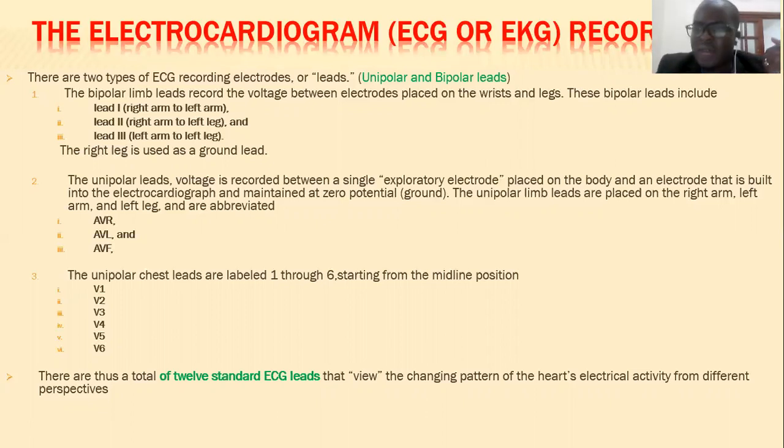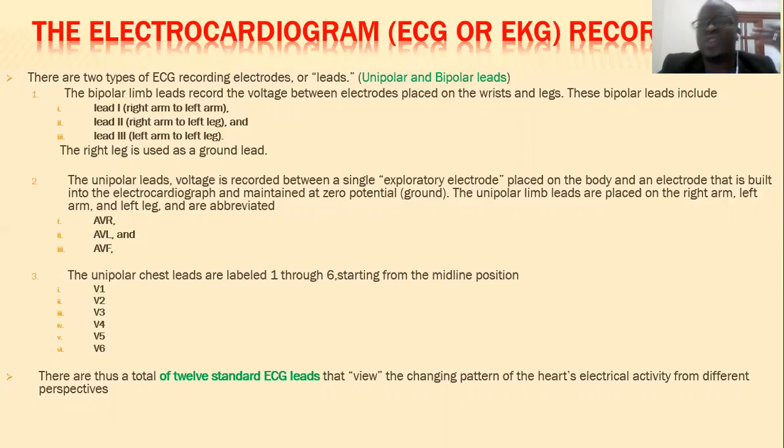Then the right arm to the left leg, lead 2. Then left arm and left leg, that's lead 3. And then you also connect an extra lead on the right leg. That is called the ground lead or the earthing.